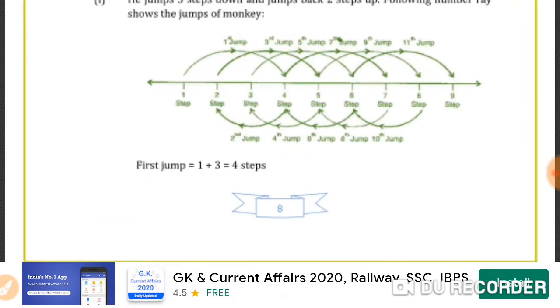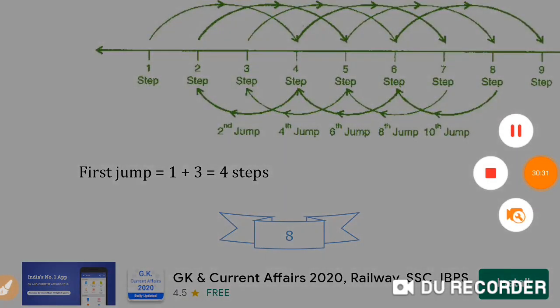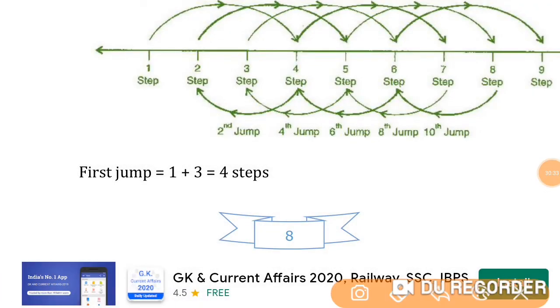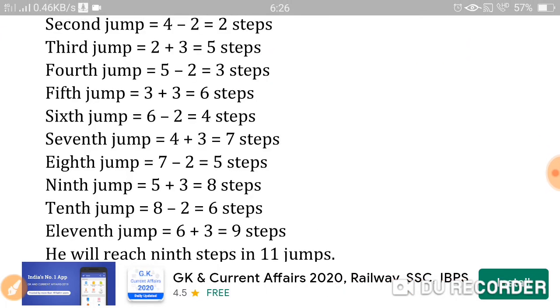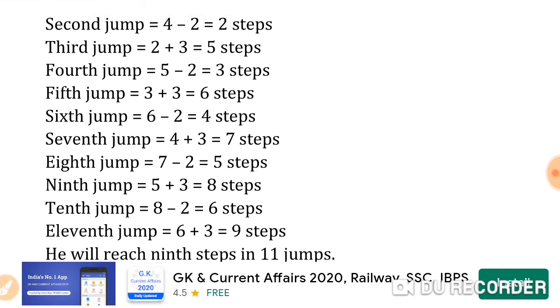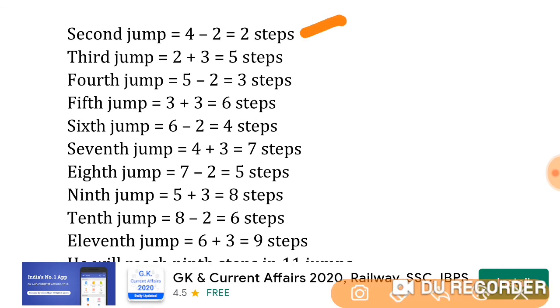See, it is written like this. In the first jump, 1 plus 3 is 4 steps he will go. We can consider it the first jump. Then in the second jump, 4 minus 2, again it will go back, to the second step. Again in the third jump, from the second step it will go to the fifth step.